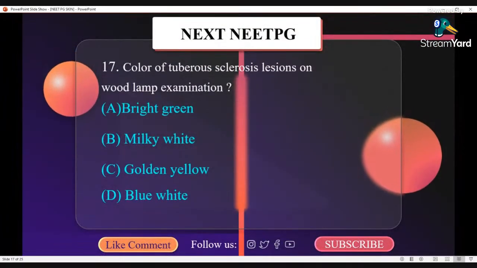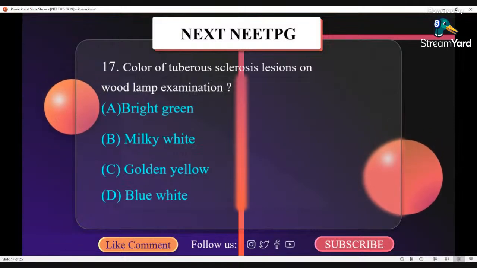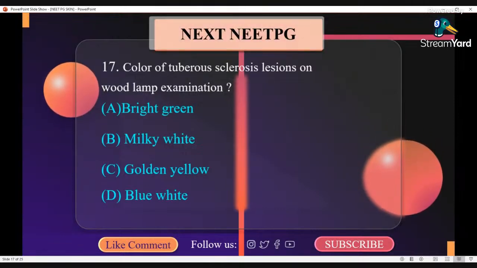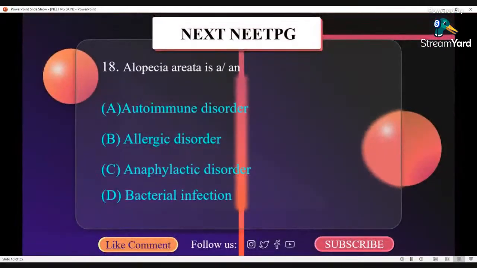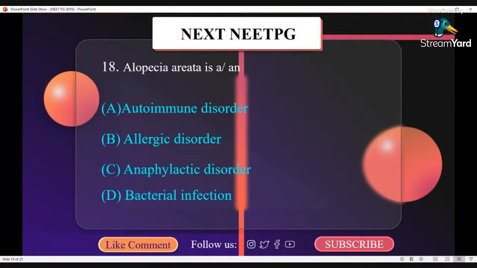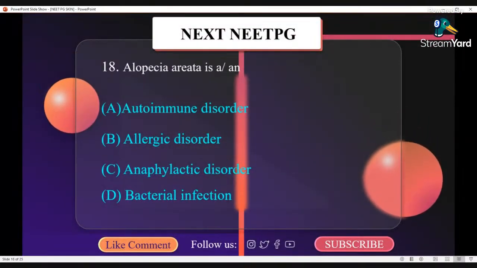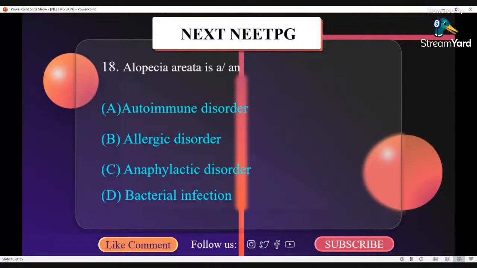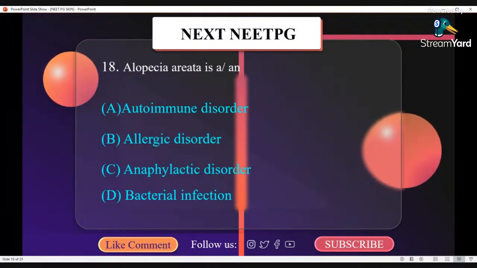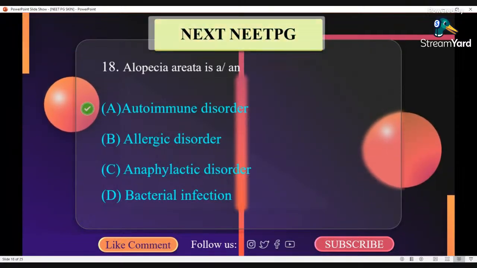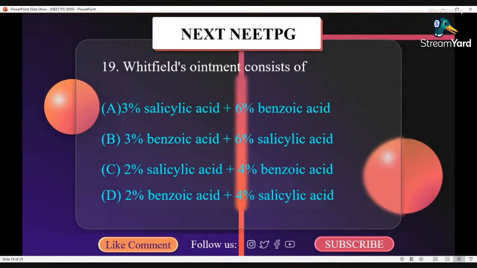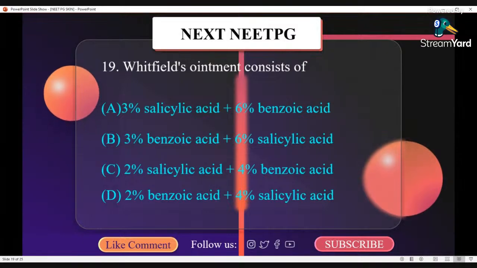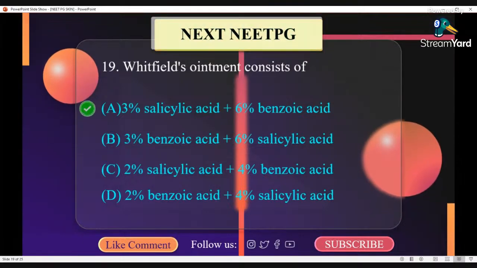Color of tuberous sclerosis lesion on Wood's lamp examination is blue white. Alopecia areata is, we all know, an autoimmune disorder: A. Autoimmune disorder, B. Allergic disorder, C. Anaphylactic disorder, D. Bacterial infection. It is an autoimmune disorder. Whitfield's ointment, we all know, is 3% salicylic acid and 6% benzoic acid. So the correct option here is A.